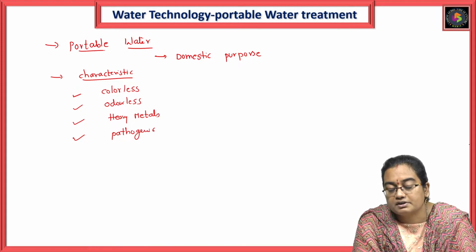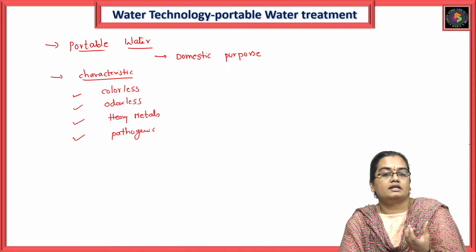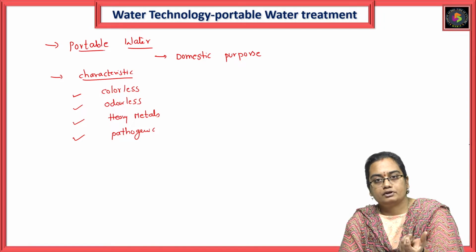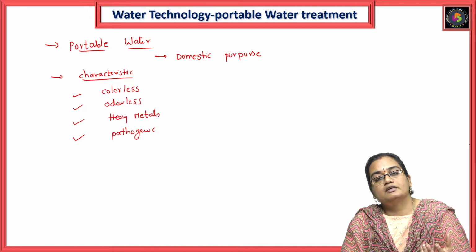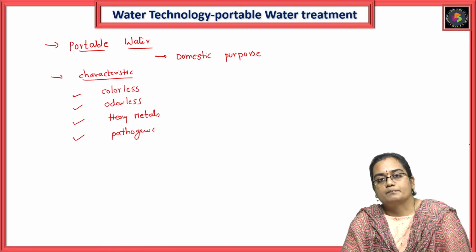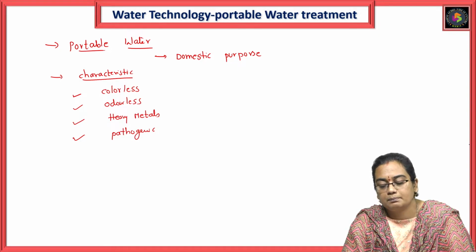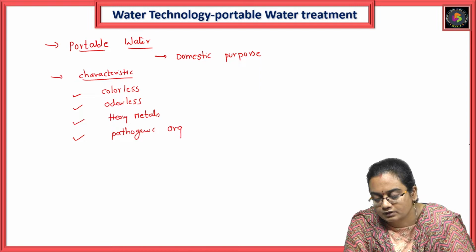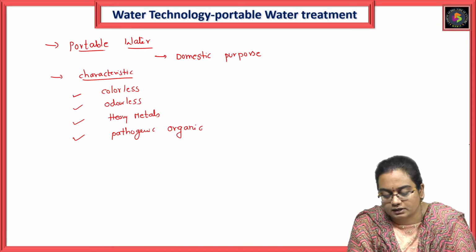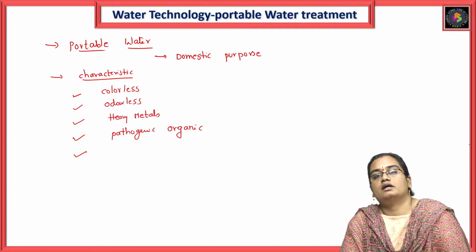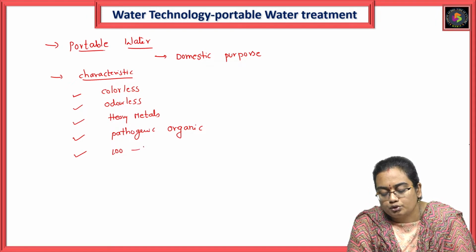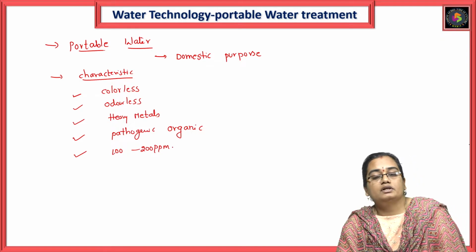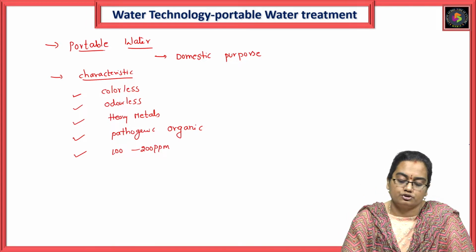Sometimes while brushing our teeth, we use water for cleaning our teeth, and sometimes we take a little amount of water in. So if it has any pathogenic organisms, it will directly affect our metabolism. For that reason, it should not possess any pathogenic organisms. And it should have a hardness in the range of 100 to 200 ppm. Then only can we call that water potable water.